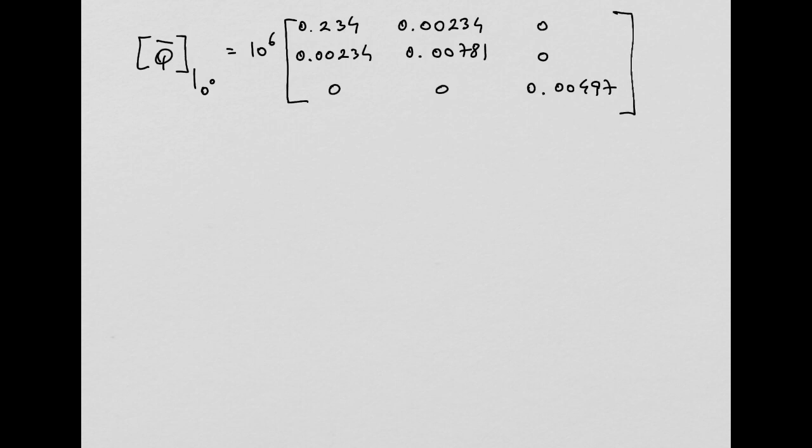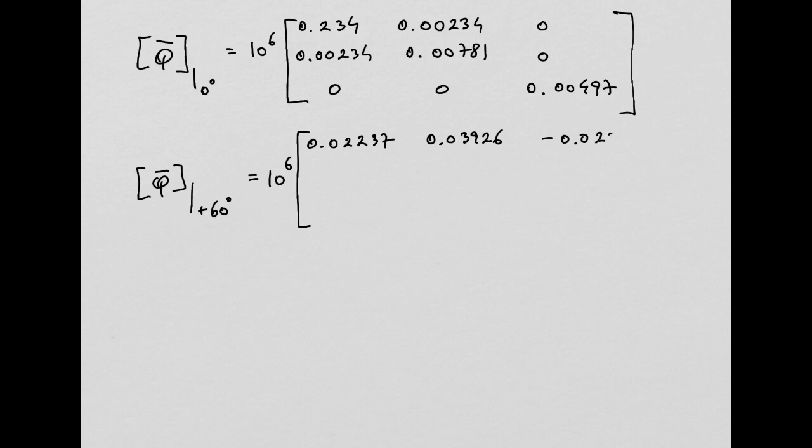Seven. Okay. For the ply at plus 60 degrees, plus 60, so we have to do all those transformations again. You have the following stiffness, 0.02237, 0.03926. Minus 0.02325. Okay.